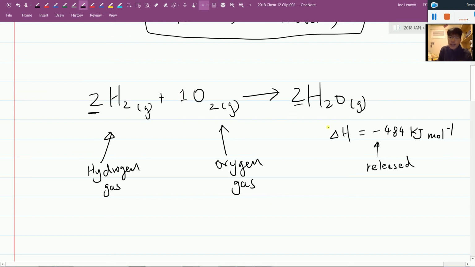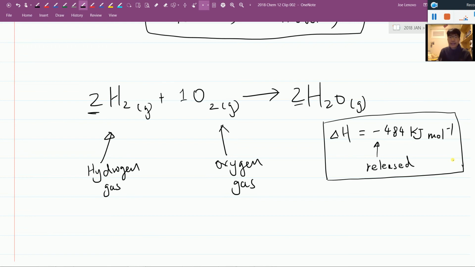If you consider this is a delta H and there's an energy release, the next question you will ask yourself is, how much hydrogen gas do I need to release those 484 kilojoules? We have to look at the number 2 there. 2 means 2 mole. If you take 2 mole of hydrogen gas, then you react with 1 mole of oxygen gas.